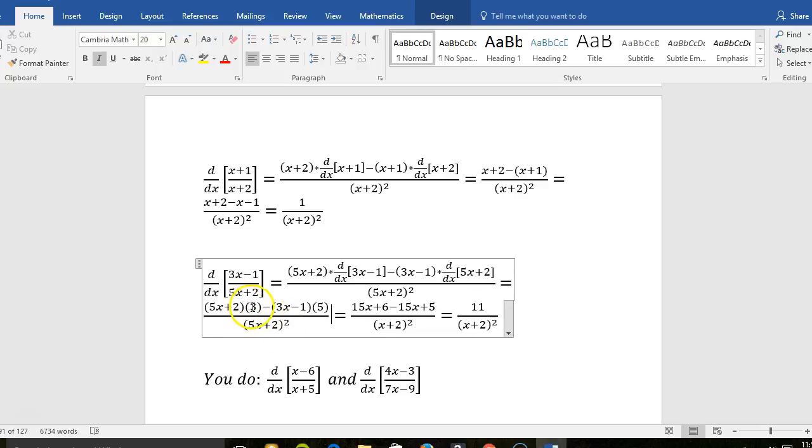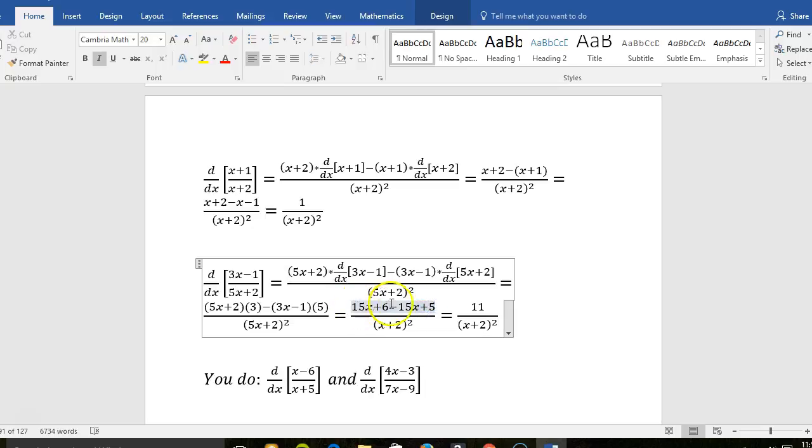So now distribute this 3 across 5x plus 2, you get 15x plus 6. Distribute this 5 across 3x minus 1. Now be careful, you're really distributing the minus sign and this 5. So you're really distributing negative 5, so you get negative 15x plus 5, because this would have been minus 5, but this minus sign hits this minus sign right here, and you get this plus sign right here, okay? Watch out for your minus and plus signs. Be very careful.